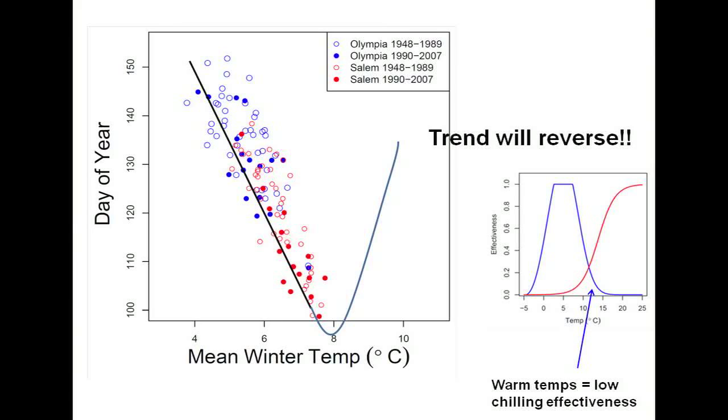But one of the things that our data shows, both our research data and our models predict, is that the trend will reverse. So as the winters continue to get warmer, budburst will then start happening later. And the reason for this is back to this blue curve here. As the winters get warmer, those temperatures have less and less effectiveness for chilling.